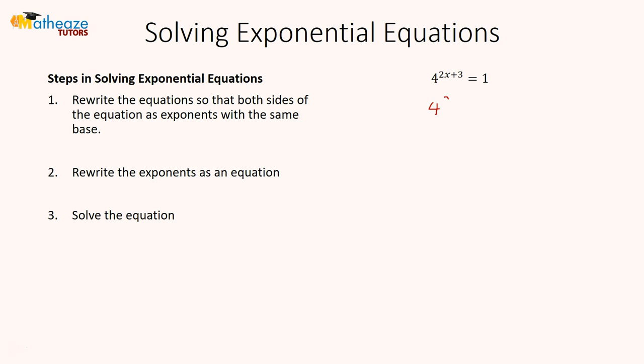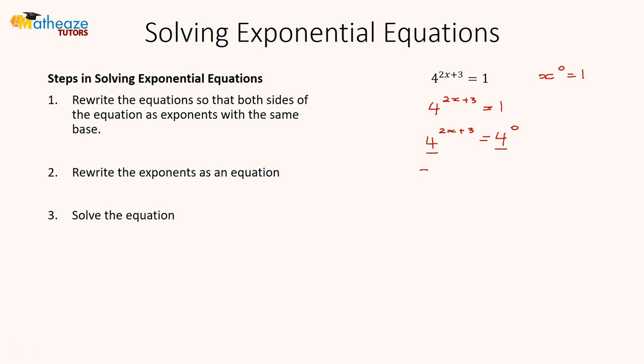We have 4 to the power of 2x plus 3 equal to 1. So what this first step means is that we're going to look for a way to rewrite 1 so that it has a base of 4 with an exponent. We need to remember that any number to the power of 0 is equal to 1. So 4 to the power of 2x plus 3 is equal to 4 to the power of 0.